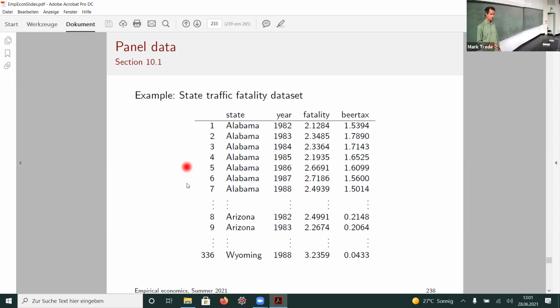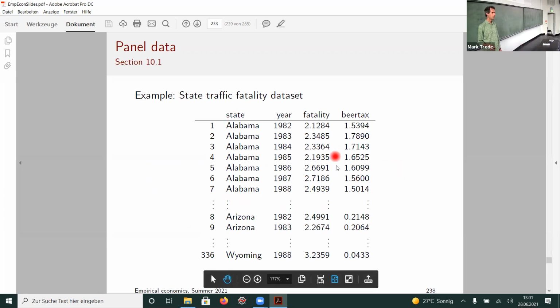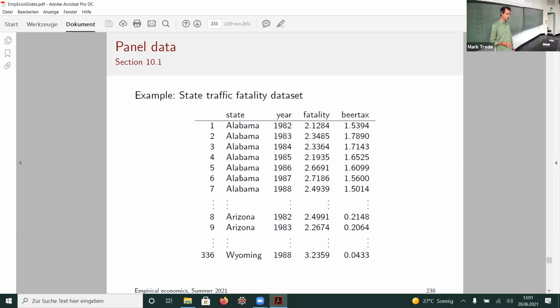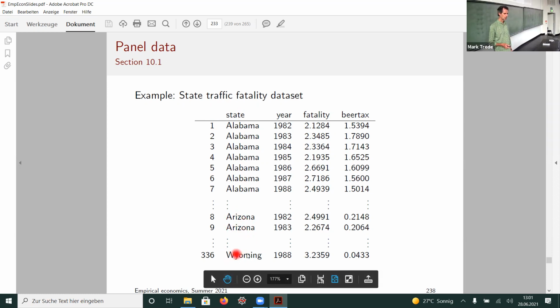All right, so this is how panel data might look like. So we have first the entity. In this case, it's not individuals, but states, US states. So Alabama is the first one, then Arizona is the next one, and the last one is Wyoming. And that's the I, so the entity, the I dimension. And here we have the T dimension, the time.